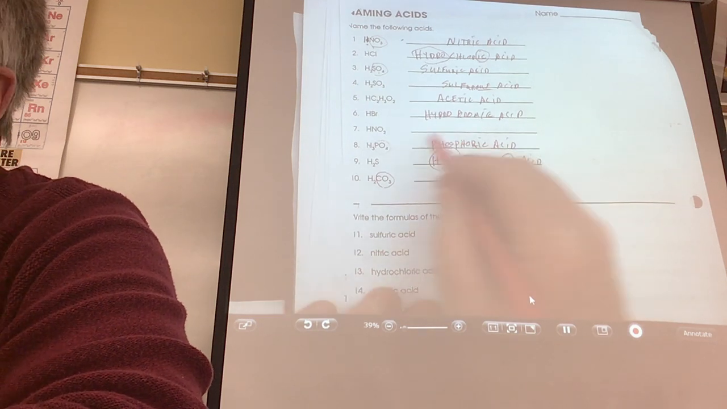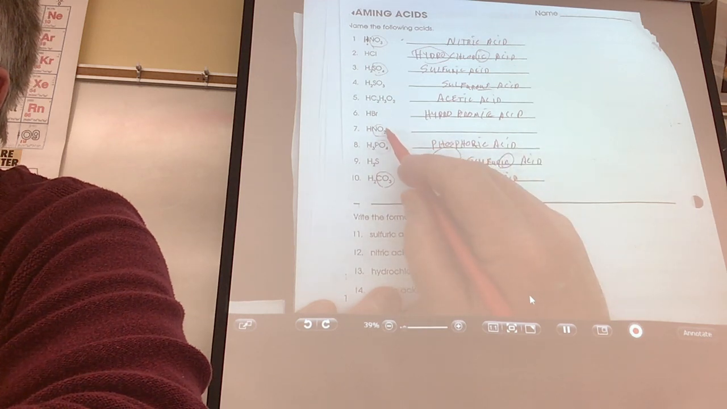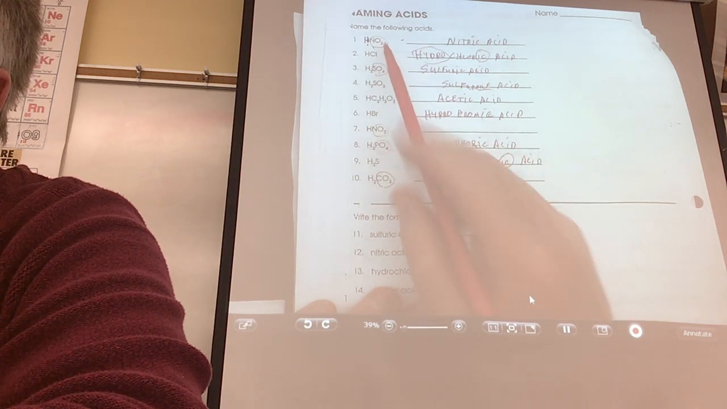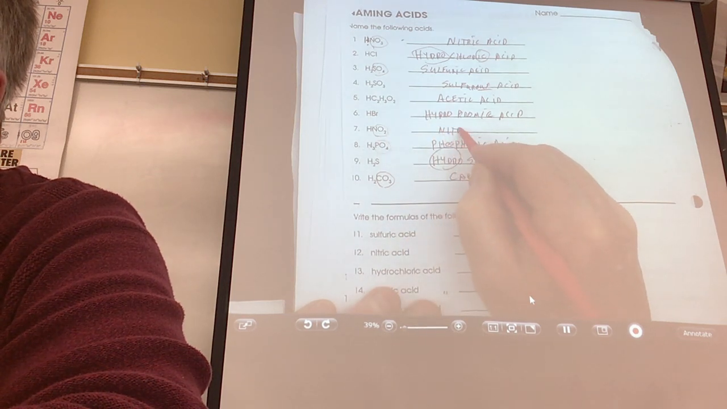And the next one, Riley. What's the name of NO2? Nitrate. No. NO3 was nitrate. What's NO2? Nitrite. So what's the acid? Nitrous. Yes.